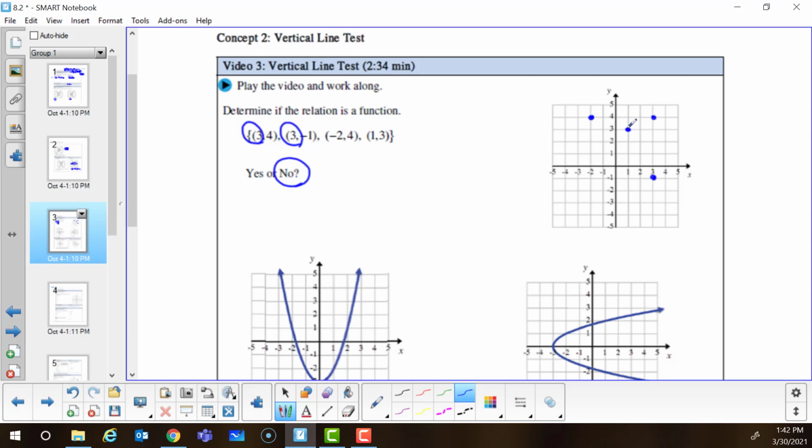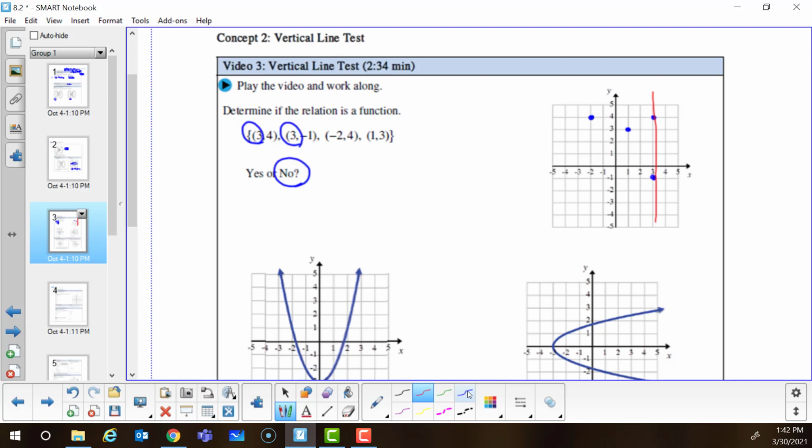Now what the vertical line test says is that if I can draw a vertical line anywhere on the graph and I can only touch the graph in one spot, then I can say it's a function. If you touch the graph in more than one spot with your vertical line, then it is not a function. So in this case, if I were to draw a vertical line right here where those 3's are, that would mean I'm touching that graph in 2 spots, not a function. And notice when I just had the ordered pairs listed, we said not a function.